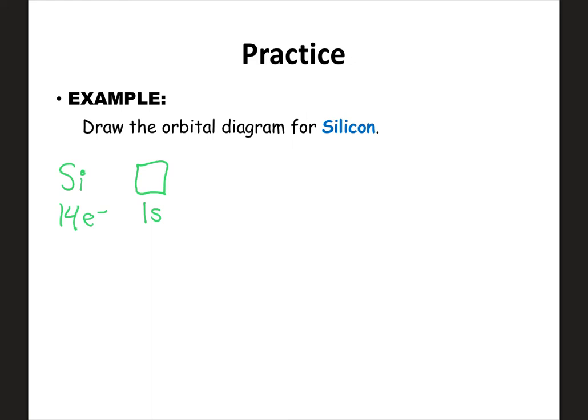So this would hold one going up, one going down. All right, it holds at most two opposite spins so that they have a different address. And we would label this 1s2. By drawing those two electrons, that represents element number 1, which is hydrogen, and element number 2, which is helium.